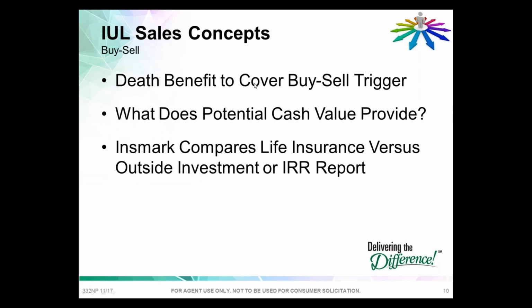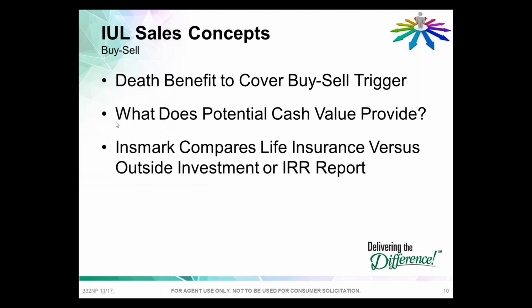So death benefit, of course, is a major part of a buy-sell component life insurance policy. Of course, the buy-sell itself is a contract. It's a separate contract drawn up by lawyers. The life insurance policy helps to fund or support that buy-sell. So death benefit is very important because if one of the owners dies, we need to pay it off.